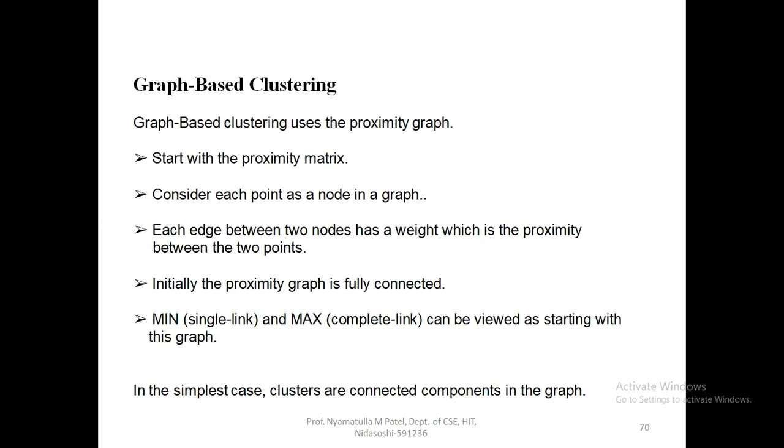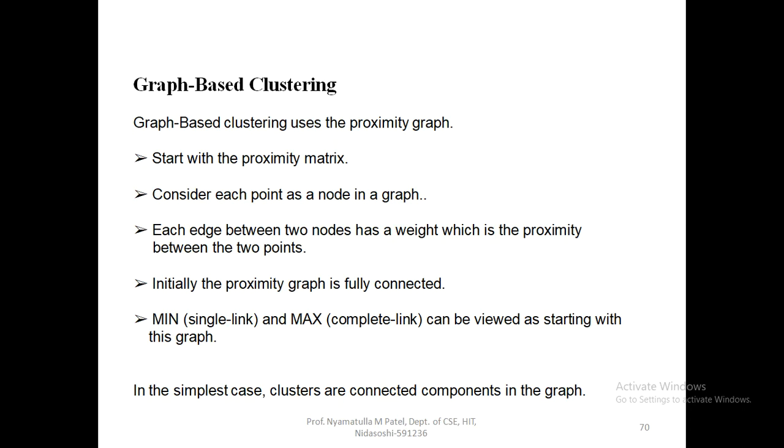Then coming to the next method, graph based clustering. Graph based clustering uses the proximity graph, that is, proximity in the nearby region. Here we start with the proximity matrix. What is the proximity matrix? Already we have seen in the previous video lecture, it is a matrix consisting of data related to each point, that is, the points that are in the proximity of that particular point.